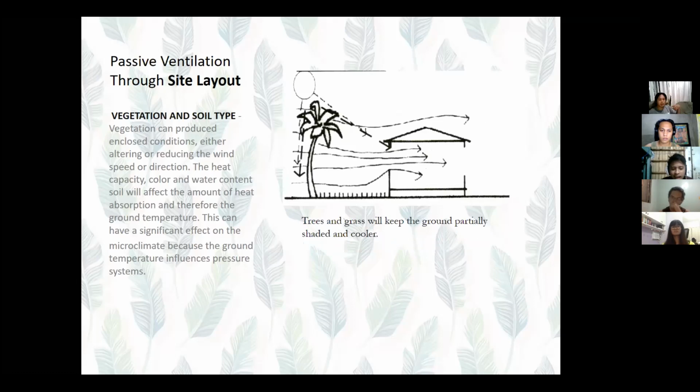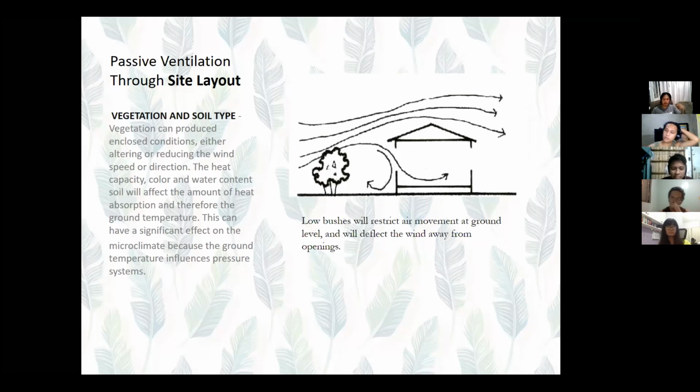Also, trees may keep the ground ng hangin. At the same time, in terms of bushes, they restrict air movement to the ground level. So, dinideflect niya away yung wind. So, pag may mga bushes kayo dun sa bahay niyo, i-check niyo, ay, mudiligan kayo. Medyo naapatong San Francisco, ano ba, Santan, na ginagawang bushes, right? Muna common na ginawang pang halaman sa tabi ng bahay, right?